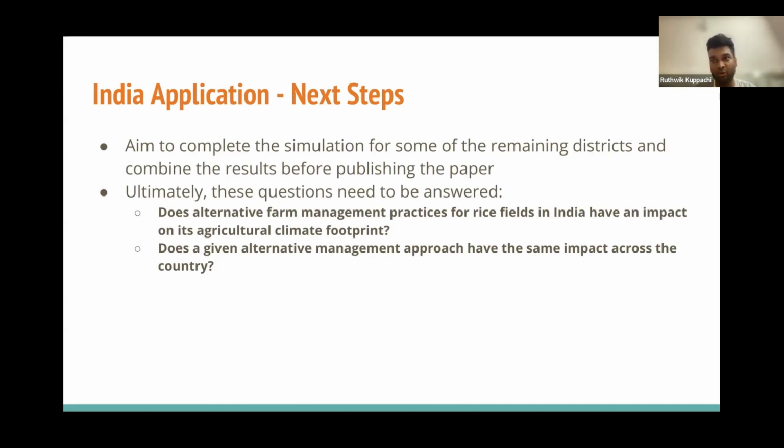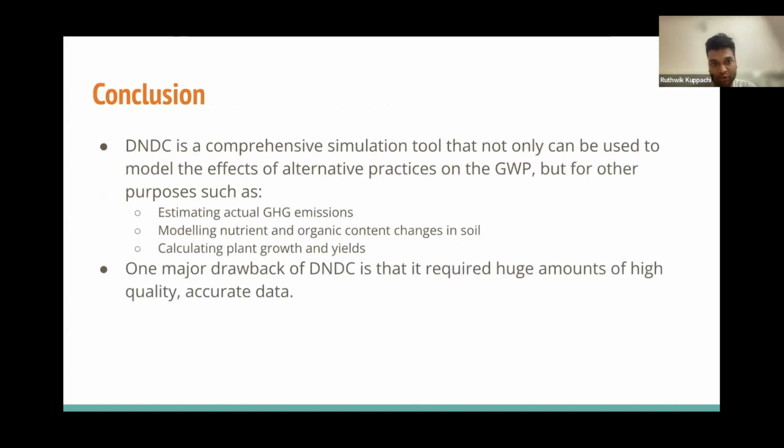And ultimately, our goal is to inform the farmers at the ground level, to tell them which scenarios are best in terms of the climate. So that's our goal. As you saw, DNDC is a very comprehensive simulation tool, and we can use it not just for climate modeling. We can also use it for any other types of analysis as well. So that's the DNDC model.